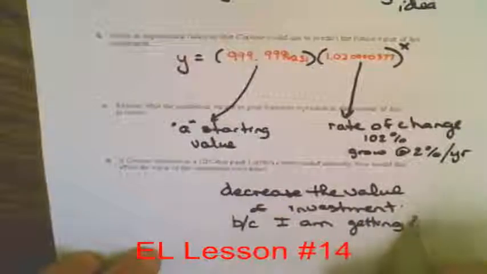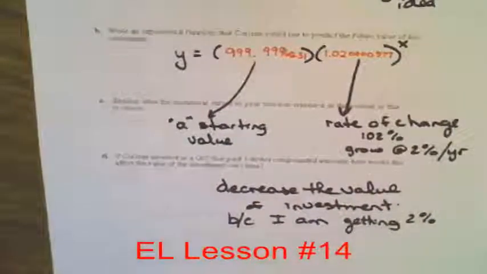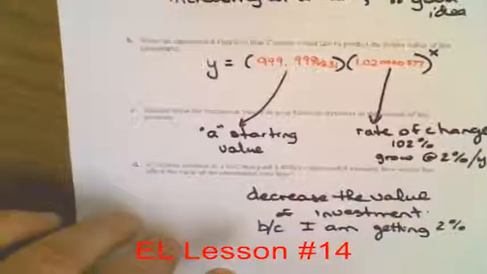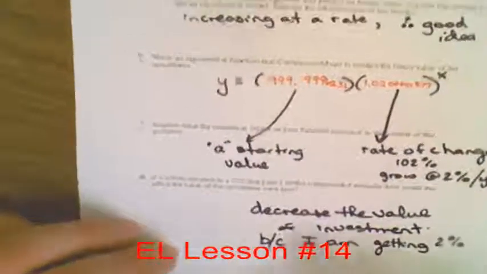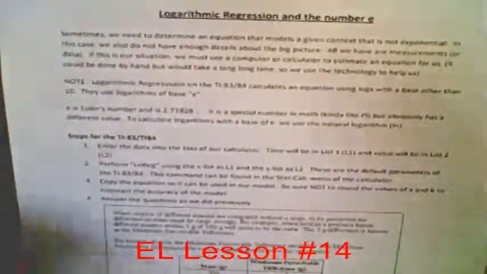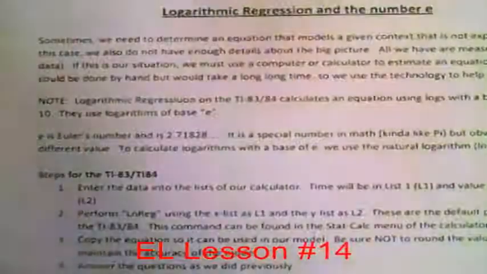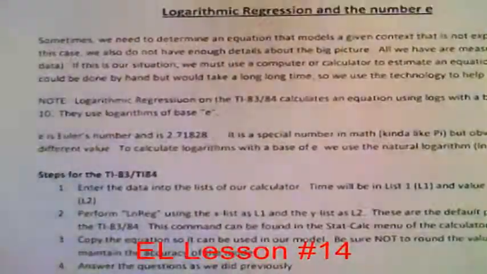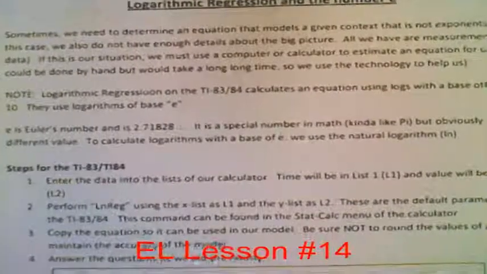Over time, this would decrease the value of the investment because I am getting 2. Okay, I'm already getting 2. Why would I change it and get less? Okay, and so that's the situation there. So this is exponential growth or regression or rate of change, etc. Logarithmic regression, same basic idea.